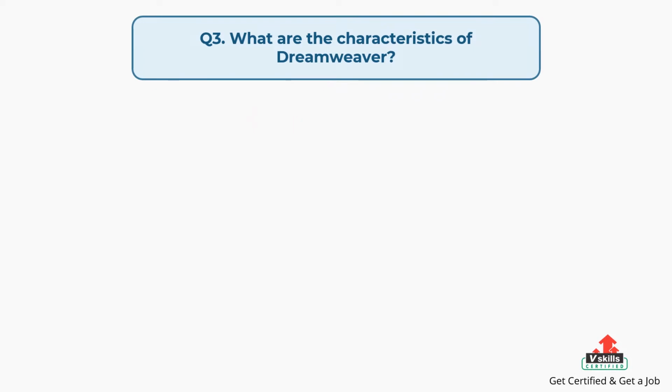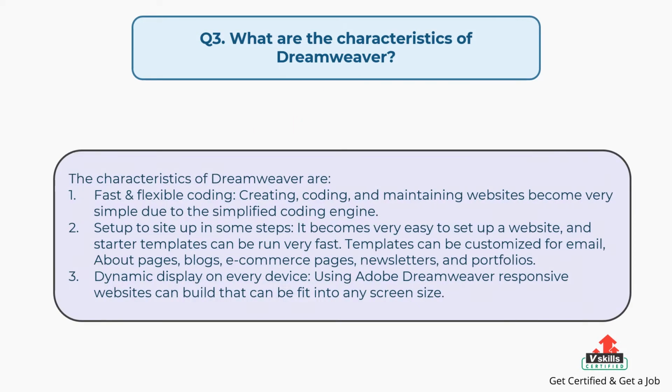Question number 3. What are the characteristics of Dreamweaver? The answer is the characteristics of Dreamweaver are: first, fast and flexible coding. Creating, coding, and maintaining websites become very simple due to the simplified coding engine. Second, set up a site in some steps. It becomes very easy to set up a website, and starter templates can be run very fast. Templates can be customized for email, about pages, blogs, e-commerce pages, newsletters, and portfolios.